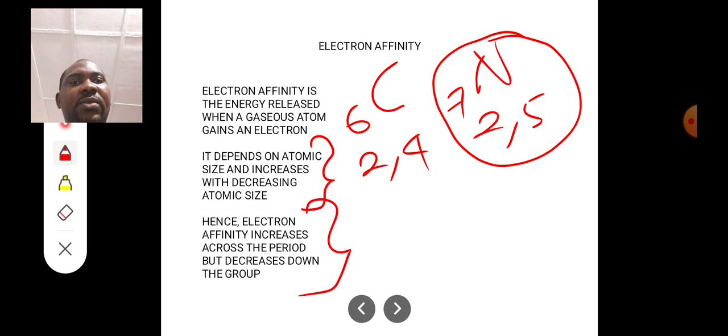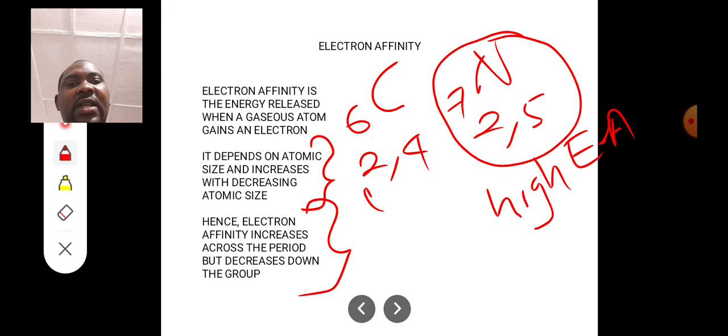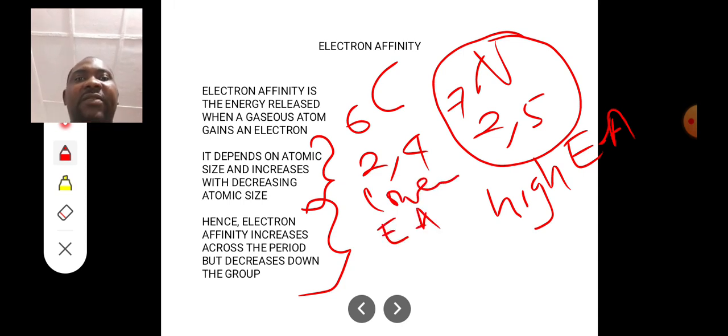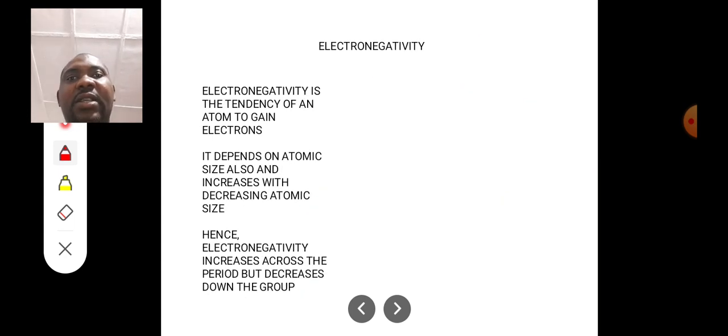Okay, so he has a smaller size. Smaller size means he has a high electron affinity. Then this one has a lower electron affinity. So electron affinity depends on atomic size. That leads us to the next, electronegativity.